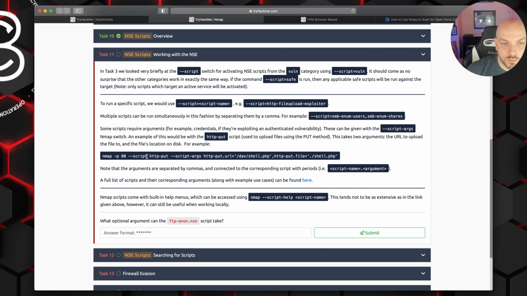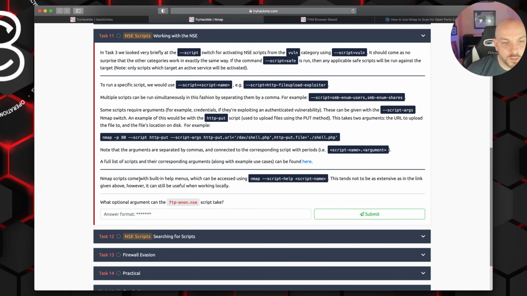So the script is HTTP-put. The script argument is this URL. This one's taking 2 arguments, so it's that URL and that URL. Note that the arguments are separated by commas and connected with the corresponding script with periods. Script name and then the argument. Right, so HTTP-put, period, and then the argument. Okay.